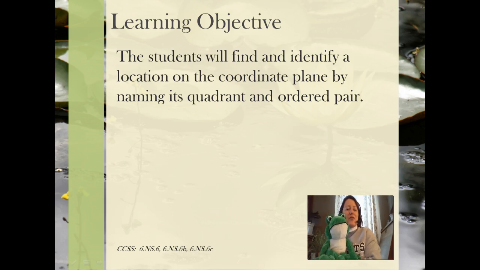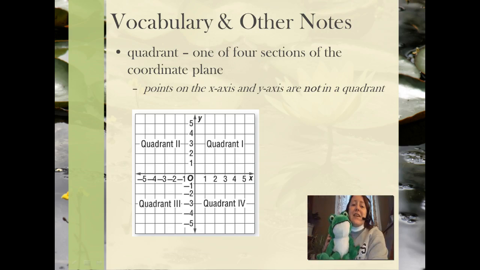Today's learning objective: students will find and identify a location on the coordinate plane by naming its quadrant and ordered pair. Today's vocabulary word is quadrant. A quadrant is one of the four sections of the coordinate plane.